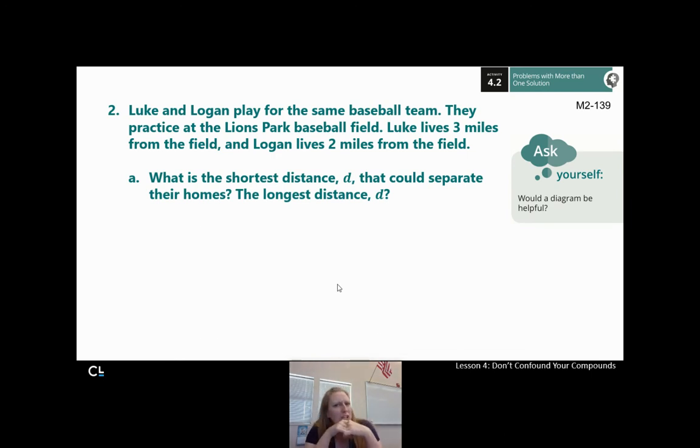But we're not told direction here, are we? So let's give this some thought. What is the shortest distance, and we'll use a D, what's the shortest distance that could separate their homes? And what's the longest distance that could separate their homes? Go ahead and give this some thought. Hit pause, give it some thought, jot down your thoughts there on A, and then hit play when you're ready to check your work.